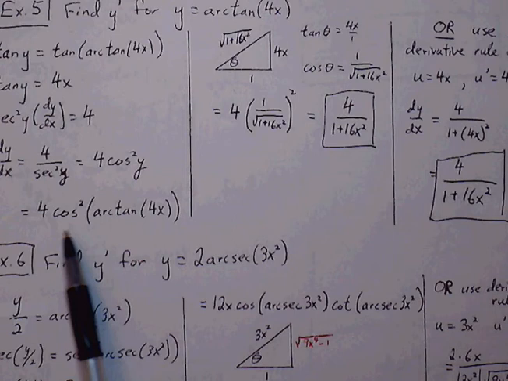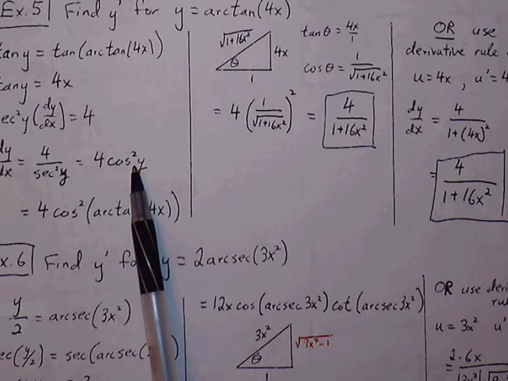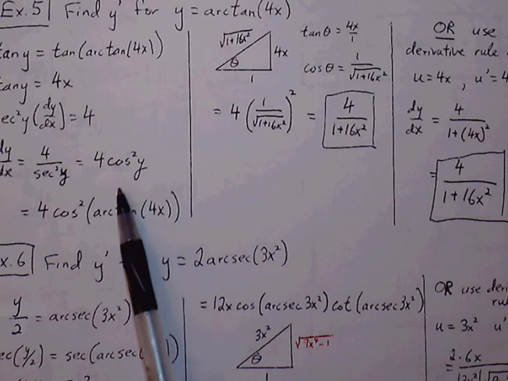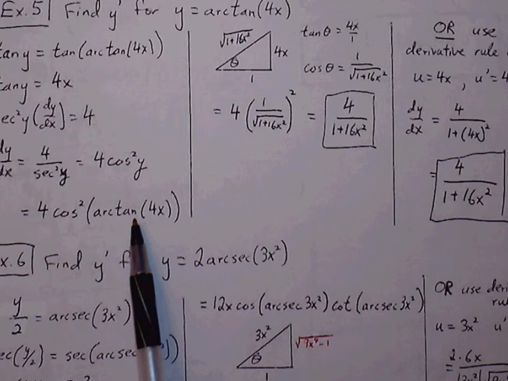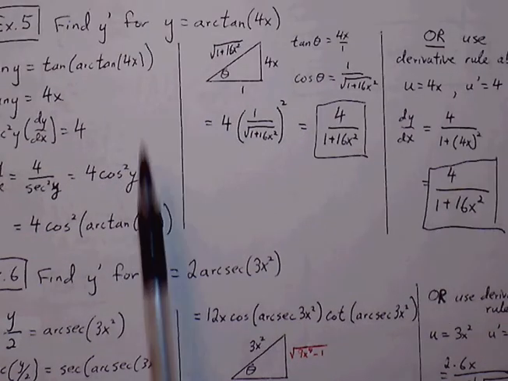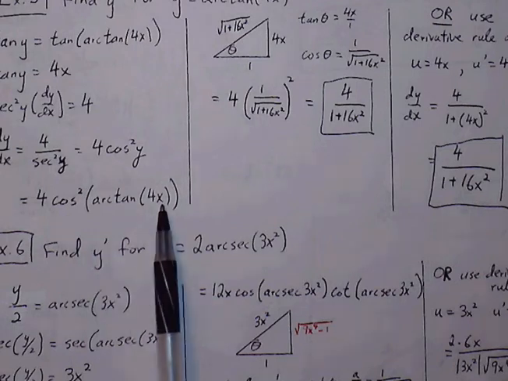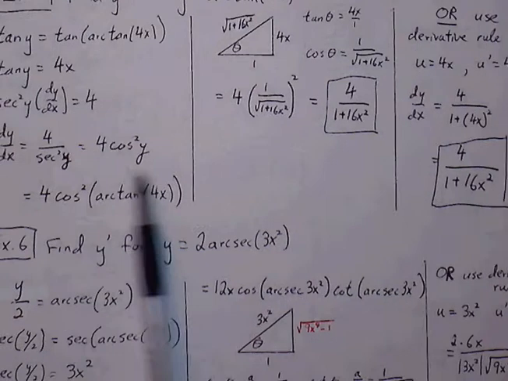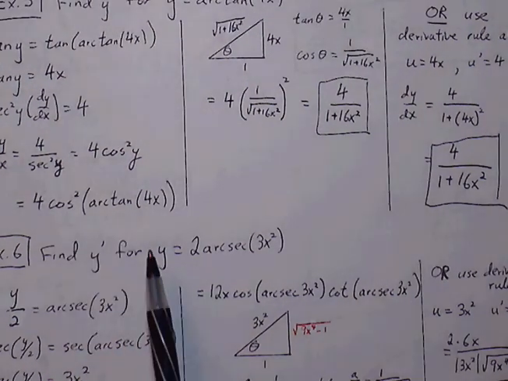So now we have 4 cosine squared, and then we want to work towards getting the right side to be in terms of x, and then in terms of values given our trig ratio. So y can be replaced with our original equation, arc tangent of 4x. So now we have 4 cosine squared of arc tangent of 4x. Okay, so now we got to figure out the triangle that's produced from arc tangent of 4x, and then we can find the cosine squared of that angle.